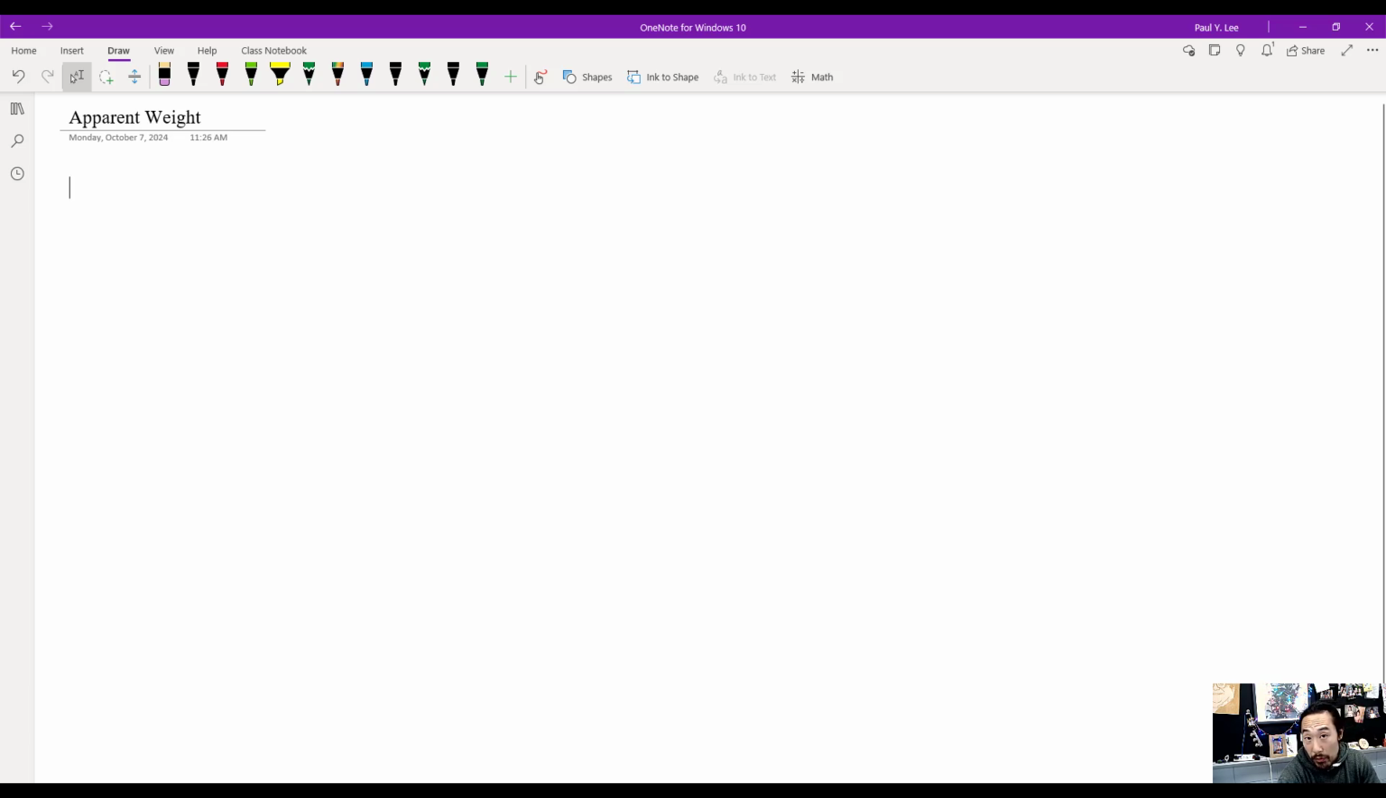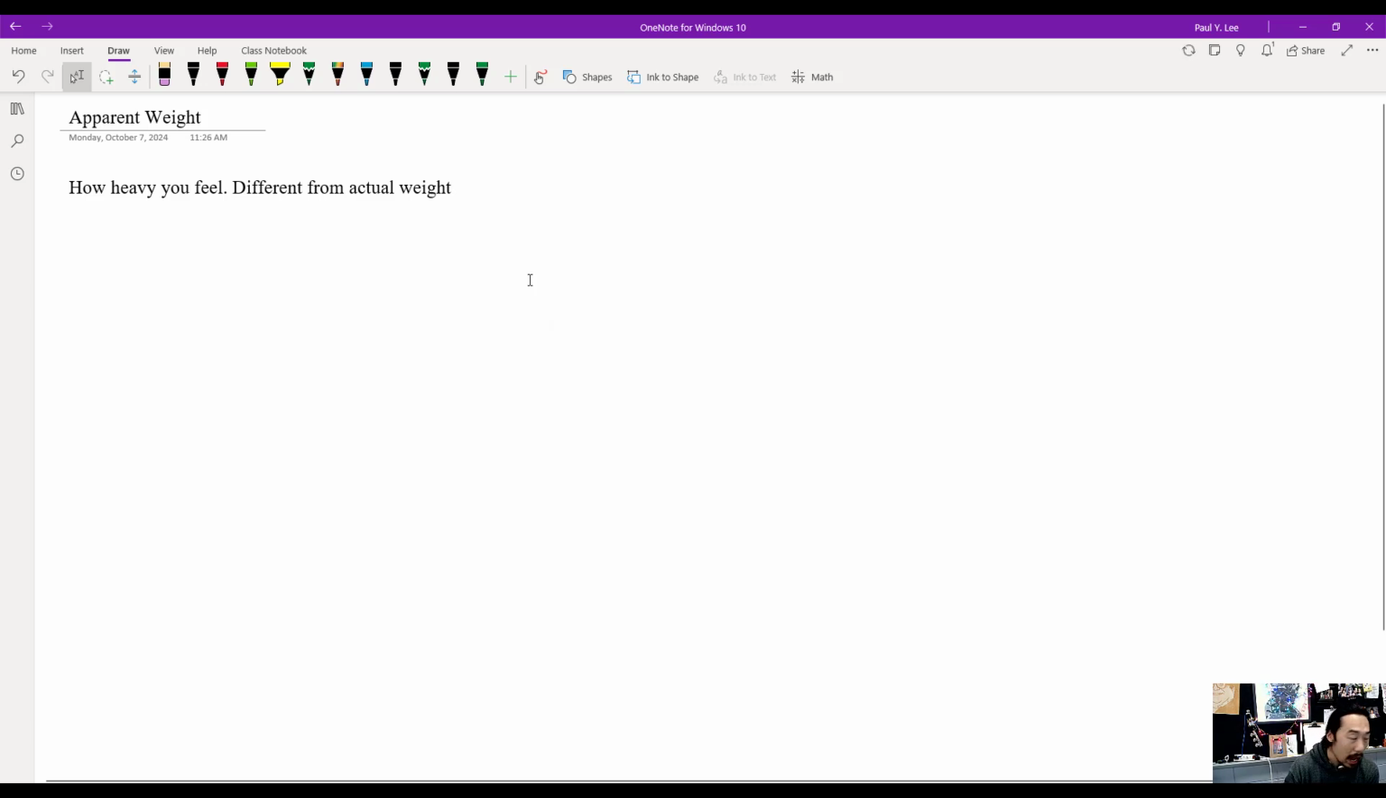Alright, so let's start off with the definition. Apparent weight is how heavy you feel. It's important to make a distinction that how heavy you feel is different from actual weight. Alright, so let's go into a couple of ideas. Apparent weight is how heavy you feel, and it's different from your actual weight.